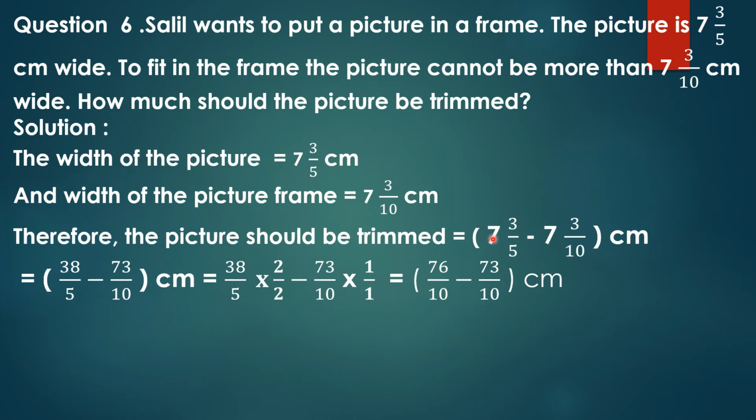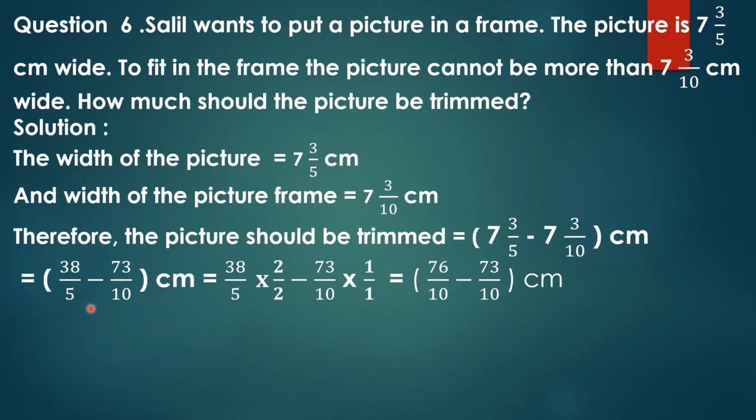5 sevens are 35. 35 plus 3, 38. So this will become 38 by 5 minus 10 sevens are 70. 70 plus 3, 73. So therefore this will become 73 by 10. Now we have 38 by 5 minus 73 by 10 centimeter. So now here observe the denominator. The denominators are different. Therefore this is unlike fractions.